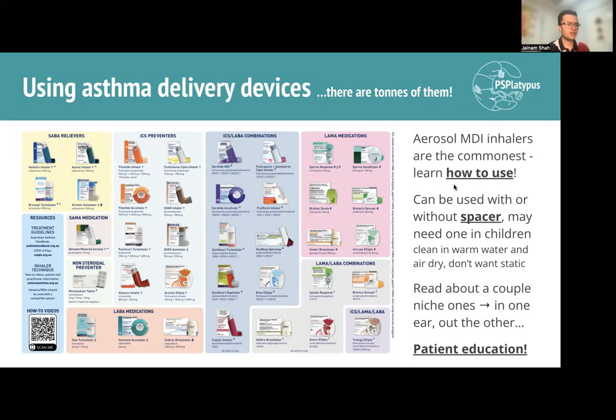Oftentimes, especially in children, we like to use spacers. The reason why is because if you have a spacer, the drug stays there for a longer time. So it means that the child or whoever is requiring a bit of extra support is able to breathe in for a longer period of time, maybe take 4 or 5 breaths before they take the next puff. Importantly, you want to clean the spacer with warm water and air dry it rather than drying it with a towel, because you don't want any static electricity, which, if it's present, will cause the drug to just cling to the spacer, and not get into the lungs.